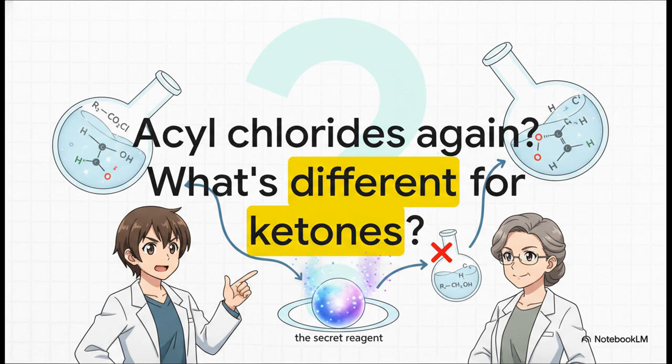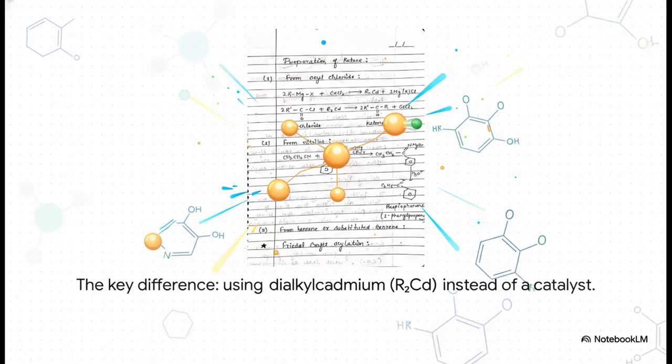So how do we make sure we get a ketone this time? Well, the secret is all in choosing a very specific kind of reagent. The new player on the field here is dialkyl cadmium. So instead of that palladium catalyst we used for the Rosenmund reduction, we use this organometallic reagent. What it does is deliver an alkyl group to the acyl chloride, kicking out the chlorine and forming our ketone product perfectly.